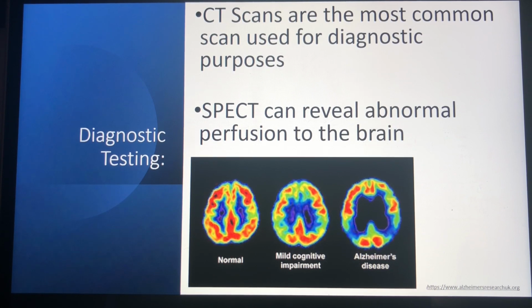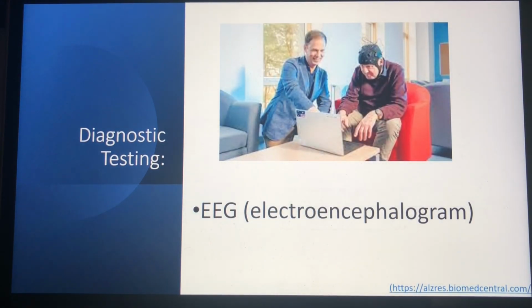Single photon emission computerized tomography, or SPECT, can reveal abnormal blood flow patterns in the brain, so medical professionals can determine if symptoms are from dementia or not related to dementia at all. An EEG, or electroencephalogram, is a non-invasive tool used to detect neuronal activity related to different stages of Alzheimer's. The effectiveness of EEG in the diagnosis and assessment of AD in its preclinical stages has yet to be made fully clear.